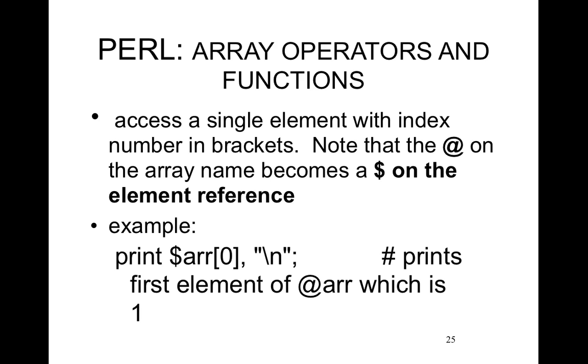Access to single elements is by index with the brackets. So note that the @ symbol here is on the array name, but there's a $ sign on the first element. What we have here is an example to print out $array[0], and then a line return. It prints out the first element of the array, which is 1. It's not an array anymore. It's not using the @ symbol anymore. It's using the single value, which is the $ sign.